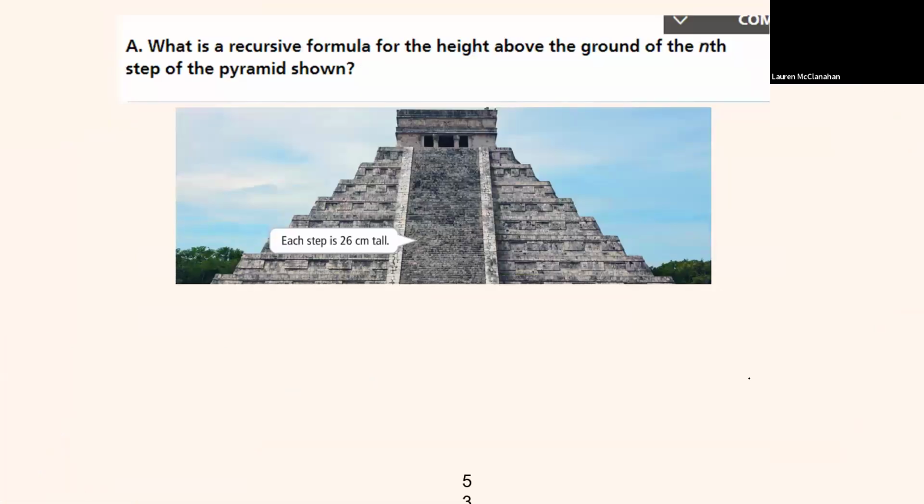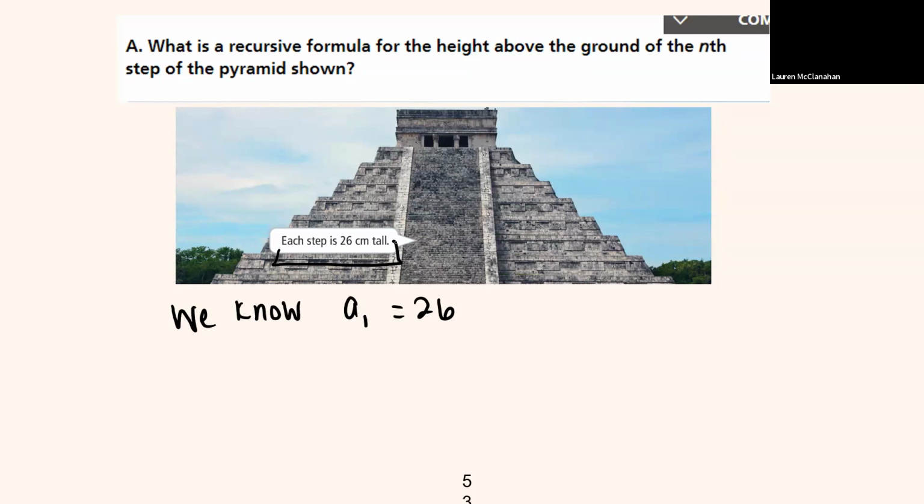Okay, so it says, what is a recursive formula for the height above ground of the nth step of the pyramid shown? When it says nth, it's saying it could give you any number possible, okay? So looking at this picture, what do we know? We know the first term, A1 equals 26. That tells us right here, each step is 26 centimeters tall. So that first step is going to be 26.